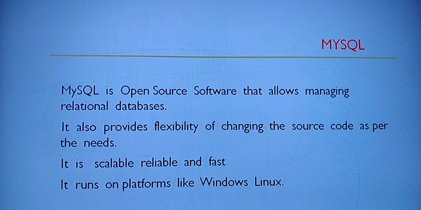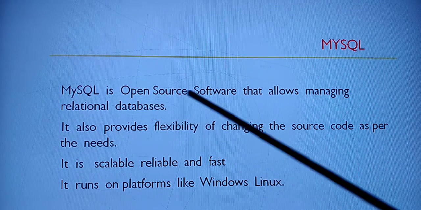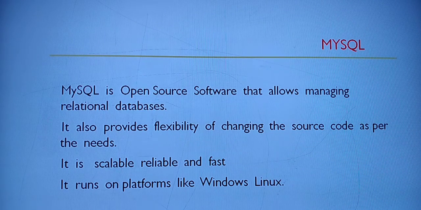Source code means it is possible to change the source code, since it is open source. What do you mean by open source? The code that is written is free and available on the internet for you. Those who are willing to make changes in the source code can do so. So only it is called open source software.